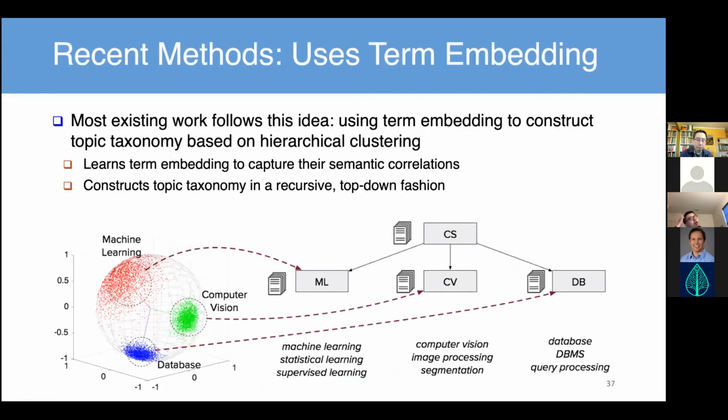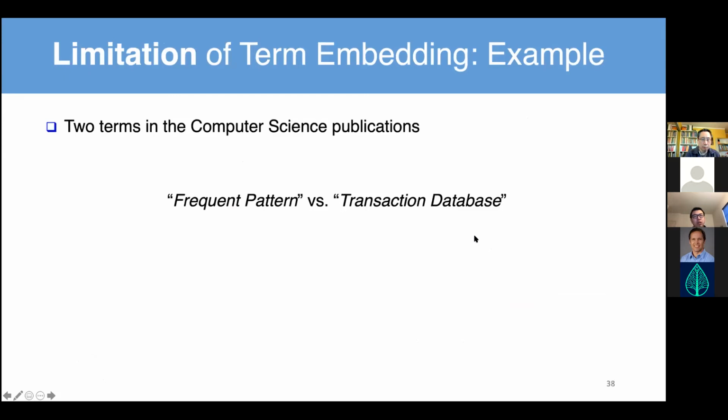So there are some recent methods using term embedding. It's similar to word embedding, but it works at the phrase level. So we will try to project all these words and phrases into a latent space. And then we can later conduct some top-down clustering to group them into different nodes. And if you do this in a top-down recursive manner, you will get a tree. So that's a very intuitive idea, right? But it has some limitations.